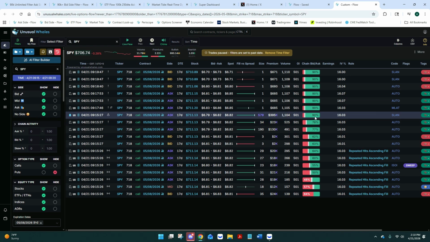Big size, big premium. IV stays there. So these look pretty good to me, and this is what I like to see, because in the other streams I'll talk about, you'll see the IV decrease and then the price going up. Here, the price is decreasing a little bit and the IV is increasing.